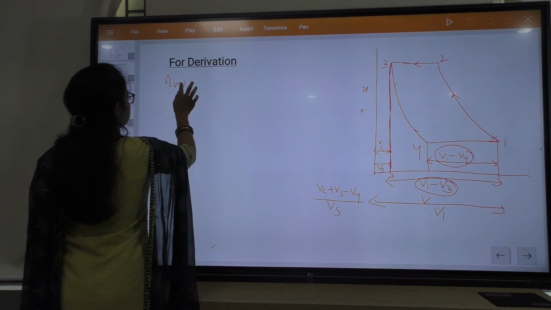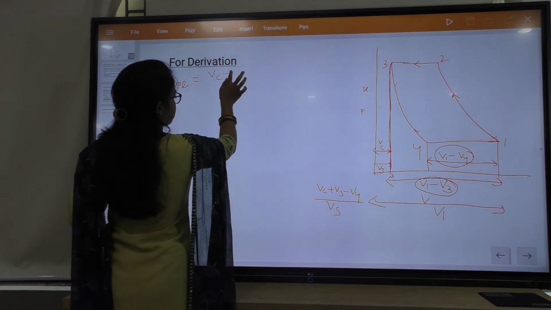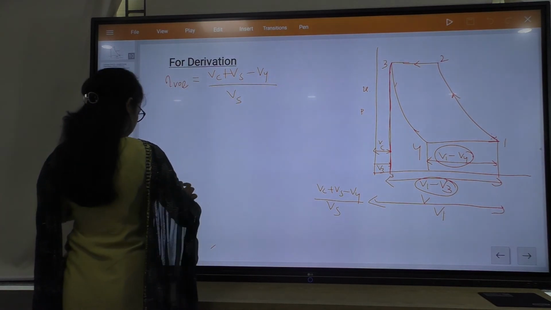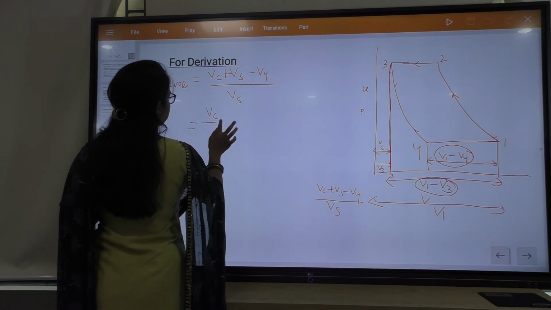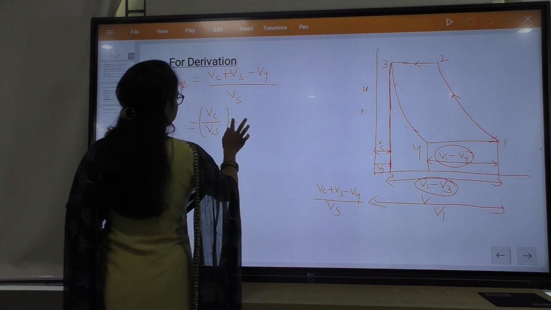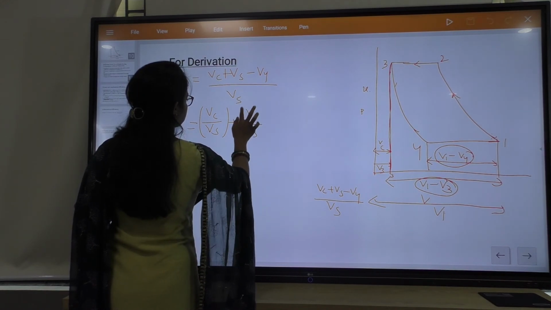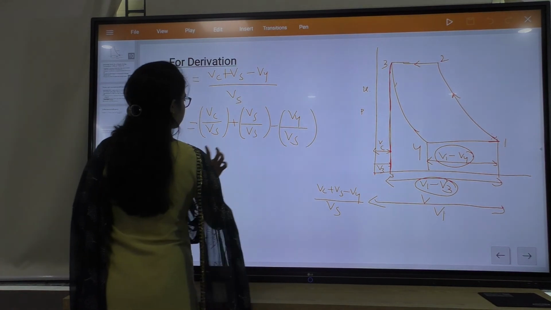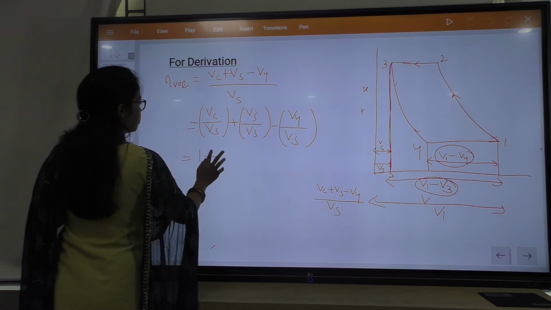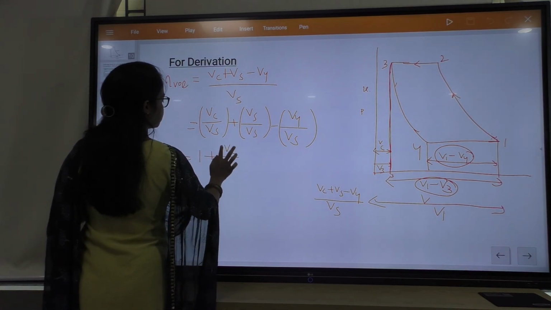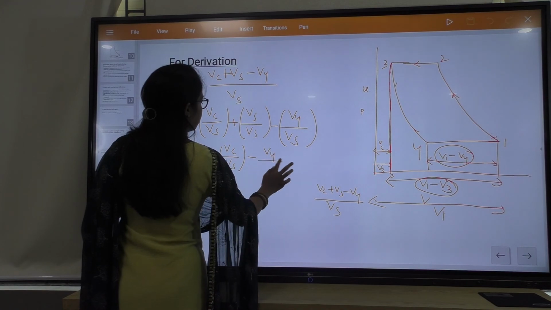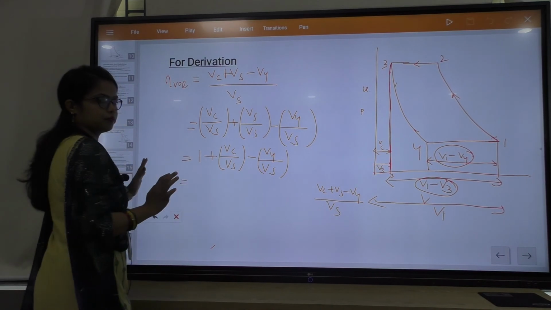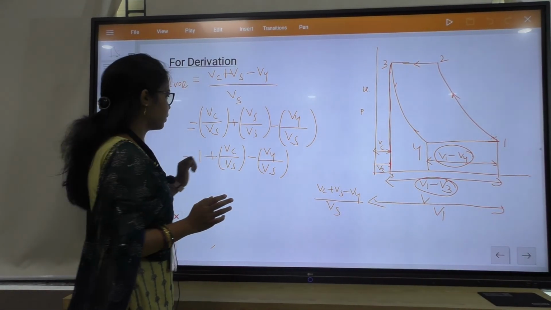Volumetric efficiency is equal to (Vc plus Vs minus V4) divided by Vs. Okay. So, here you can write individually Vc by Vs plus Vs by Vs minus V4 by Vs. Okay. So, Vs by Vs cancel out, 1 plus Vc by Vs minus V4 by Vs.